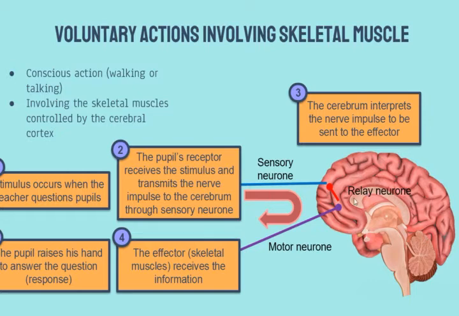Okay, then number 4, the effector receives the nerve impulse. The effector involved here is the skeletal muscles. And then number 5, the pupil raises his hand to answer the question. That is referred to as the response. So these are the voluntary actions that involve the skeletal muscle.